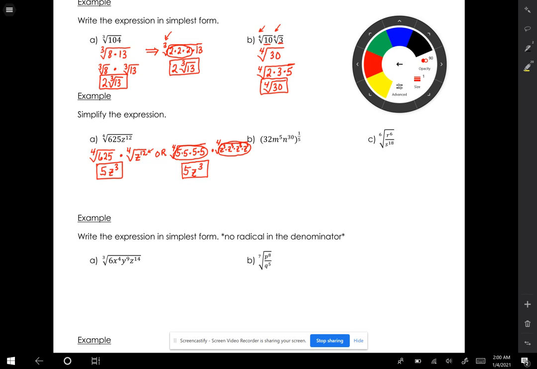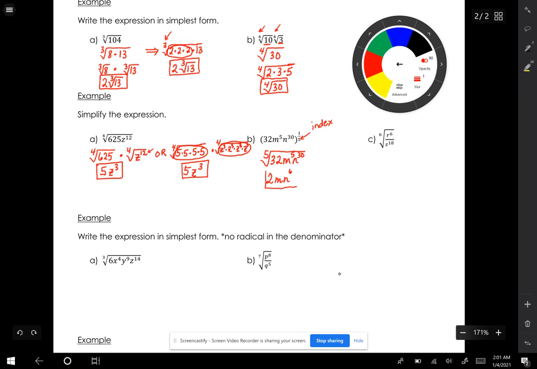Okay, for the next one, I'm going to write it in radical notation. The bottom number, remember from section 6.1, is your index. Bases go inside: 32, m to the 5th, n to the 30th. Then you can split it up. Everyone should know the 5th root of 32 is 2. 5 divided by 5 is 1, so m to the 1st, and 30 divided by 5 is 6.